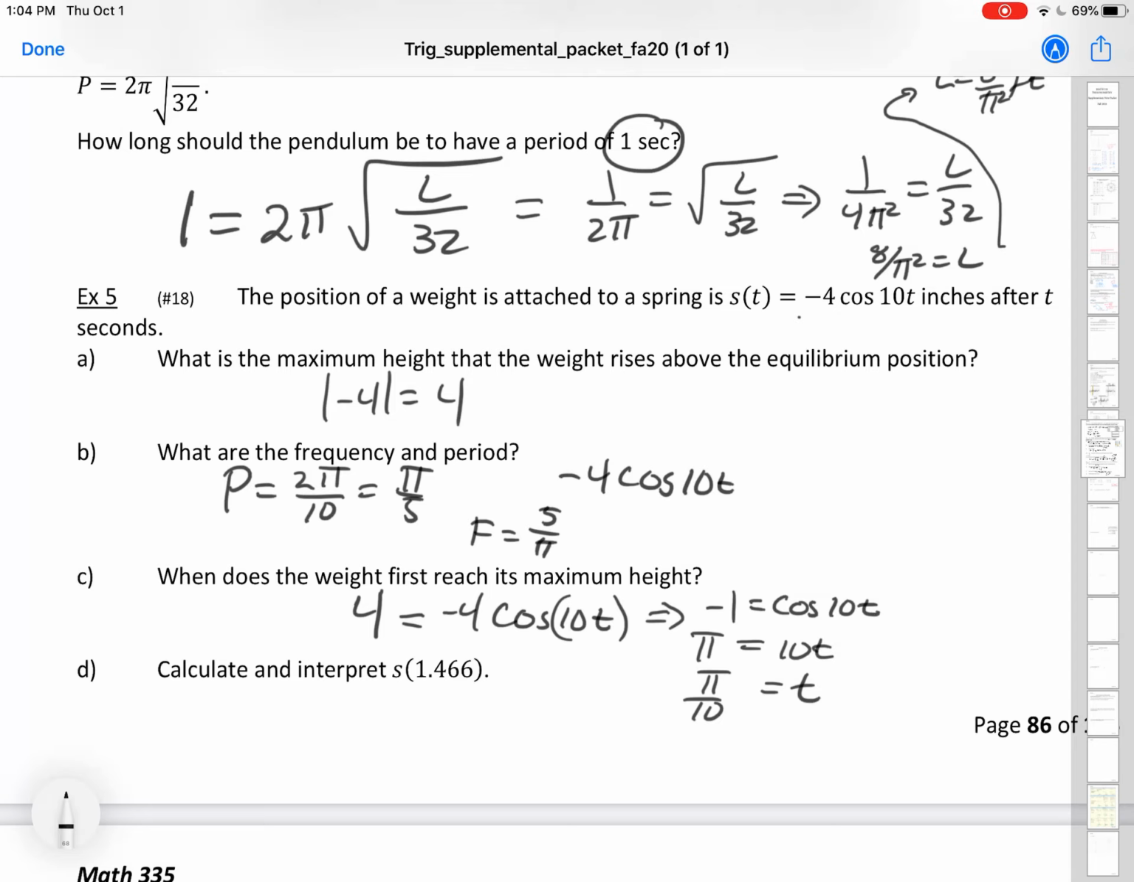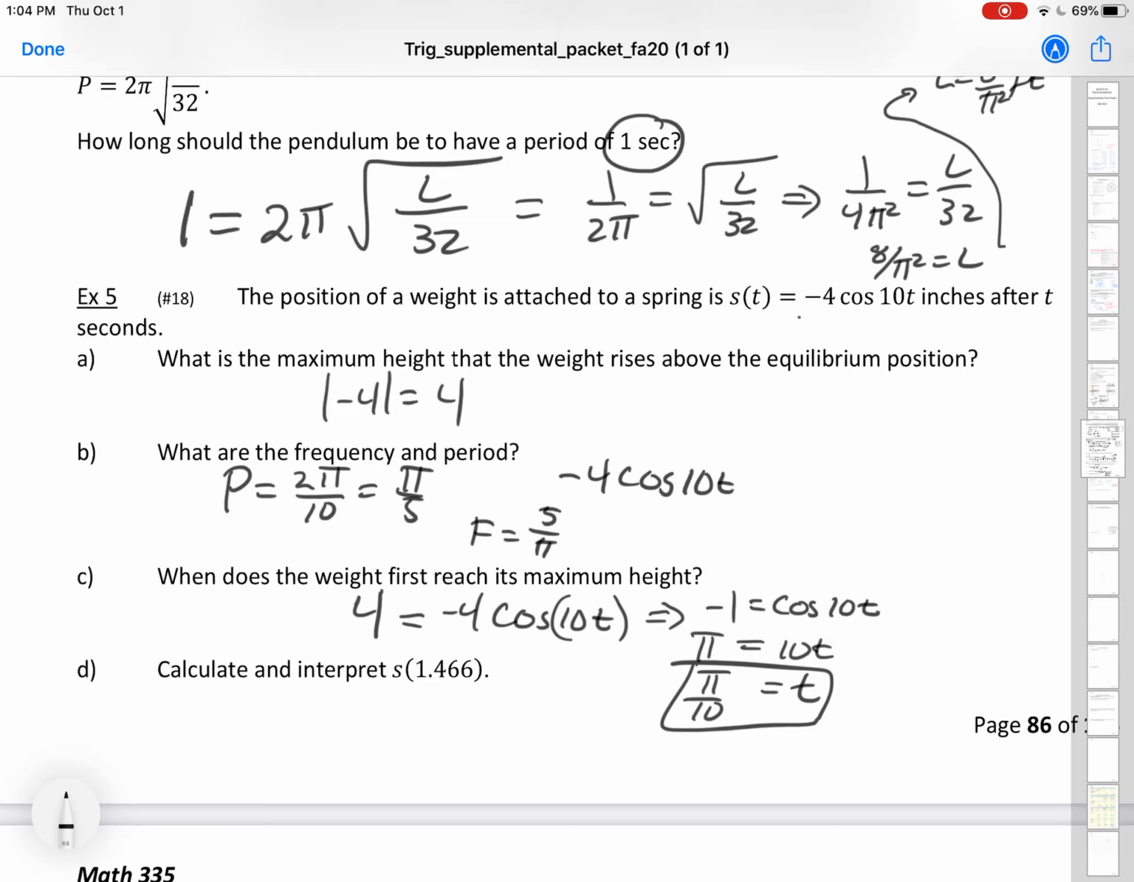It's going to reach it a lot, right, over and over and over again. But the first time is going to be at pi over 10. So no problem, right? Just relying upon our quadrantal angles from way back in chapter 1 or 2. And then we know that it's pi. 10t then would have to be pi.